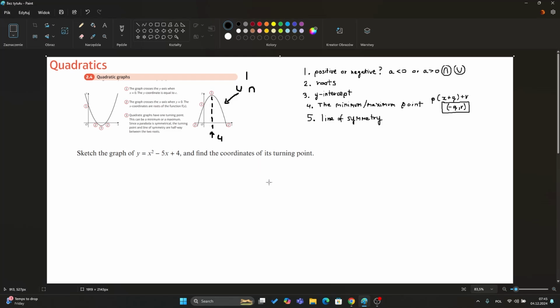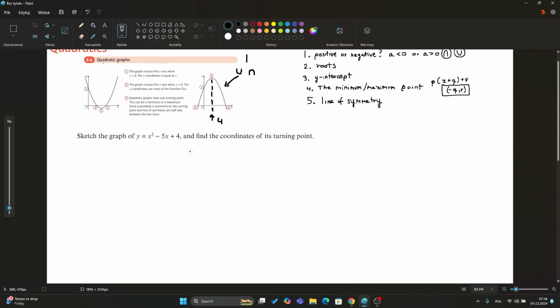Hello and welcome to the fourth topic of quadratics, where we will be looking at quadratic graphs. So here we have to sketch the graph of the following function and find the coordinates of its turning point. Sketching the graph requires us to know 5 things: whether the graph is positive or negative, the roots of the graph, the y-intercept, the minimum or maximum point, which is called the turning point, and the line of symmetry.